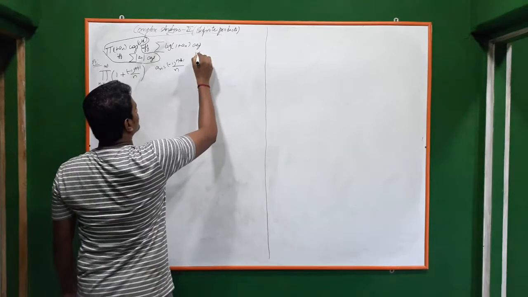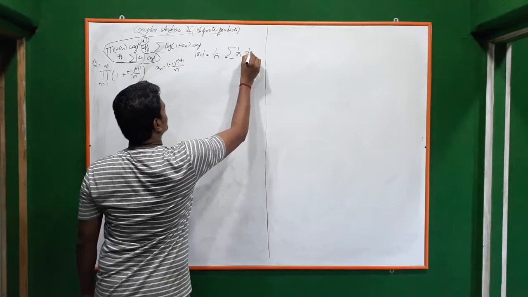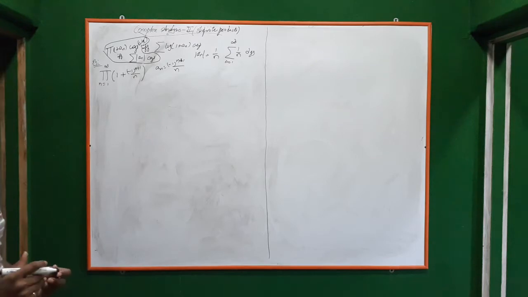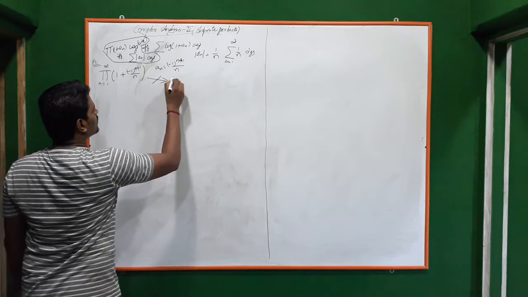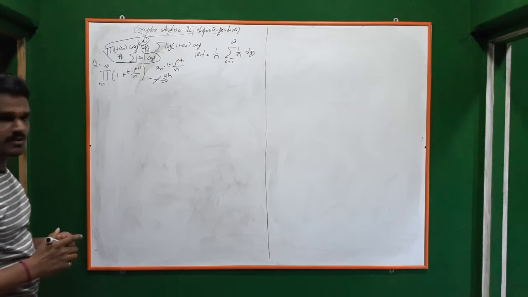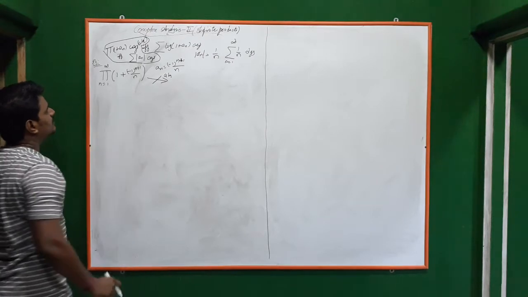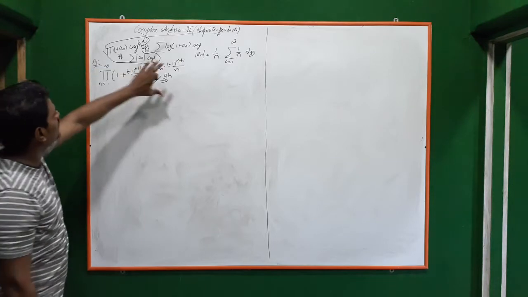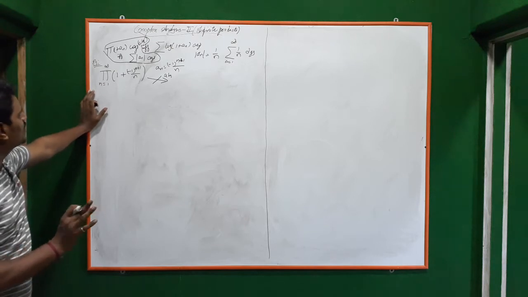So mod an is 1 by n, and we know that summation 1 by n is divergent. Correct? This will diverge. So this product doesn't converge absolutely. Now we can see about the partial product. It doesn't converge absolutely, but it may converge simply, not absolute convergence, simple convergence.